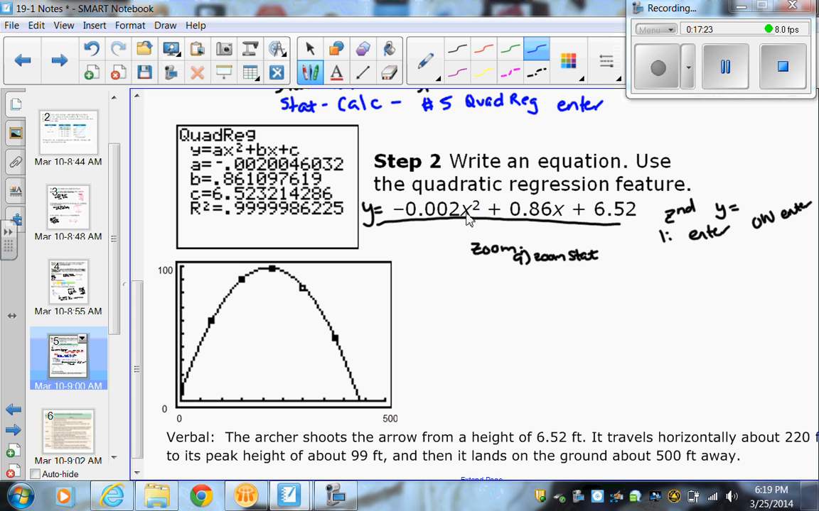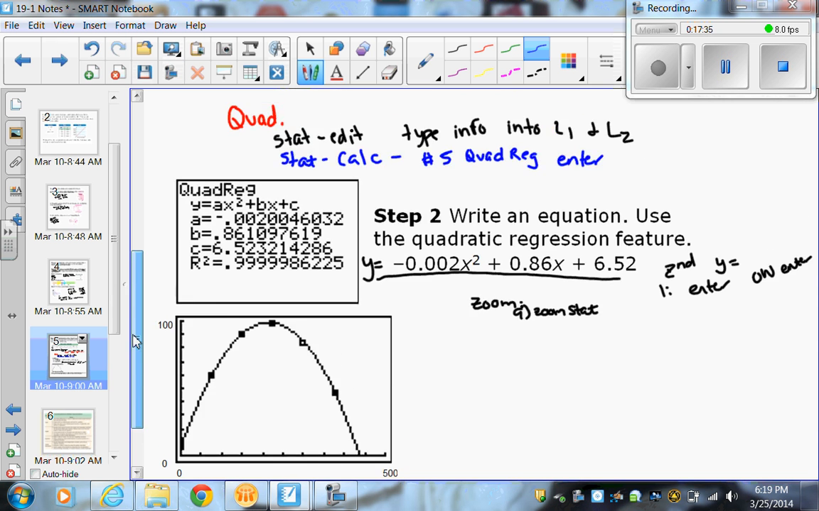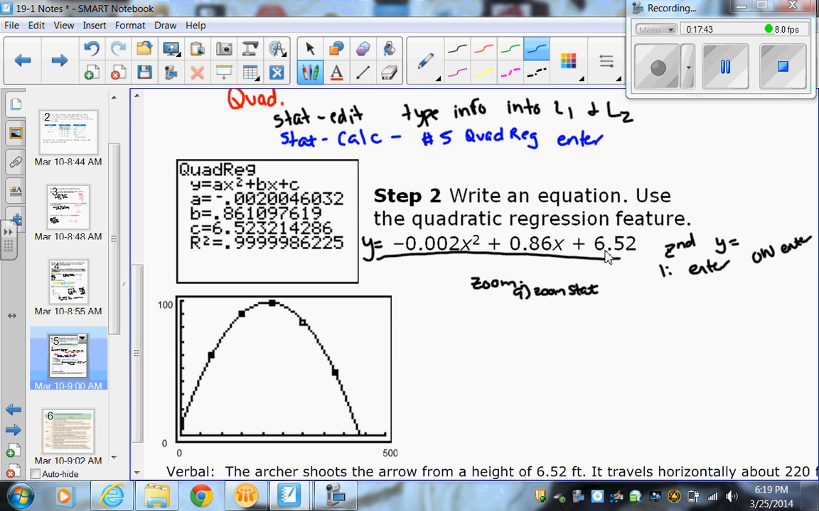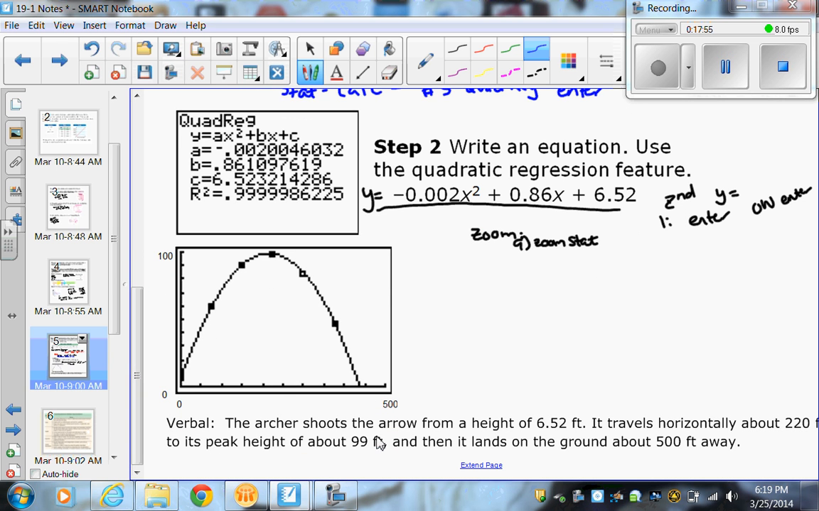So now we have our equation that we wanted, we have our graph that we wanted, and the last step is to write our verbal. So our verbal would say something like, the archer shoots the arrow from a height of 6.52 feet, and I got that because at 0, he was at 6.55, but in our equation, the C value here was 6.52, so when I plug in 0, you're going to get out 6.52. So you're going to go with what your equation says. So he shoots it from a height of 6.52 feet.